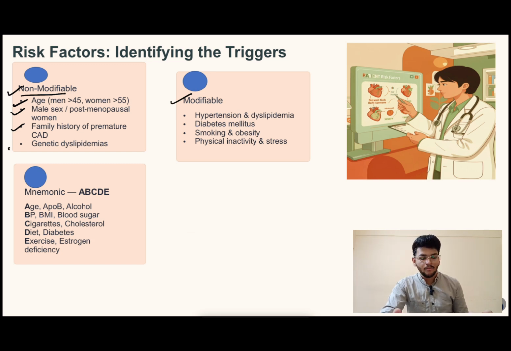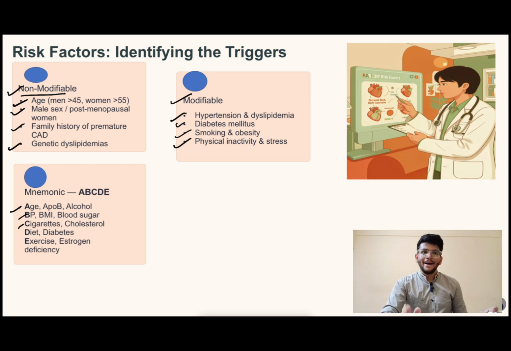Now let us learn the modifiable risk factors, that is hypertension, dyslipidemia, diabetes, smoking, obesity, lack of physical activity and stress. The mnemonic for it is A, B, C, D, E. That is age, alcohol; B is for BP, BMI, blood sugar; C is for cigarettes, cholesterol; D for diet and diabetes; E for exercise and estrogen deficiency.